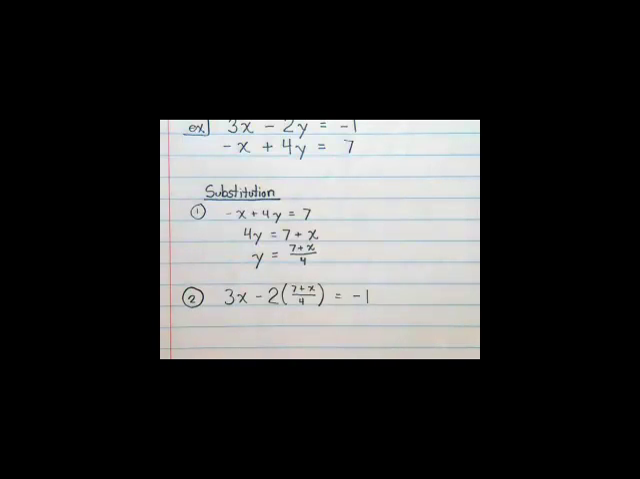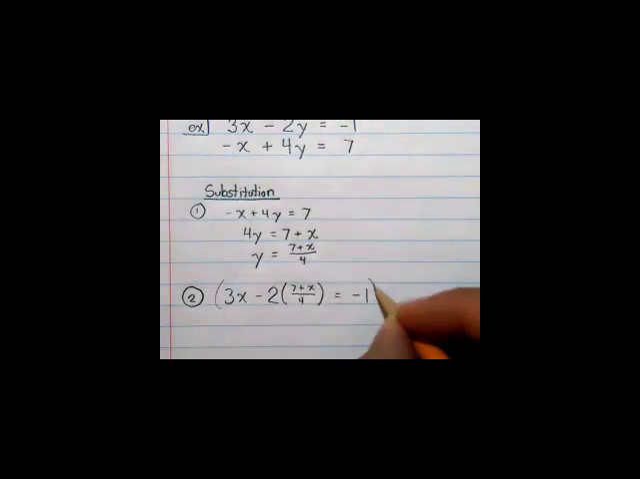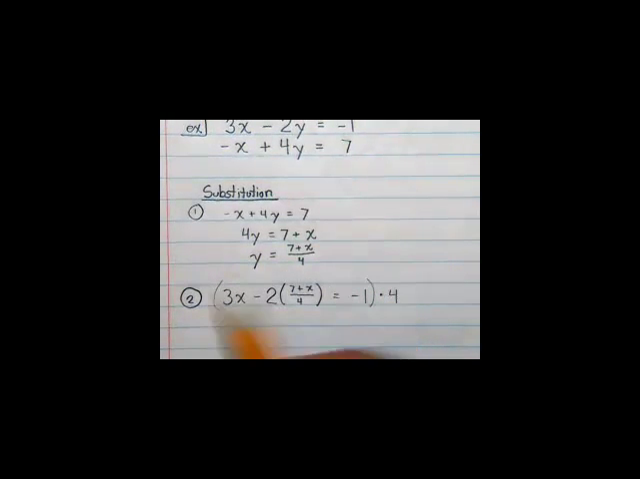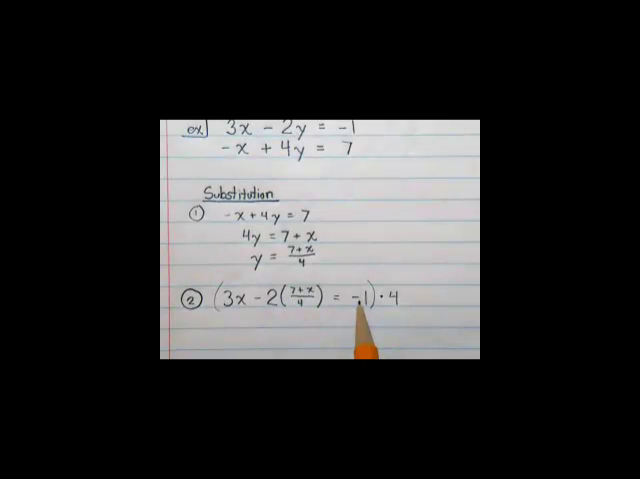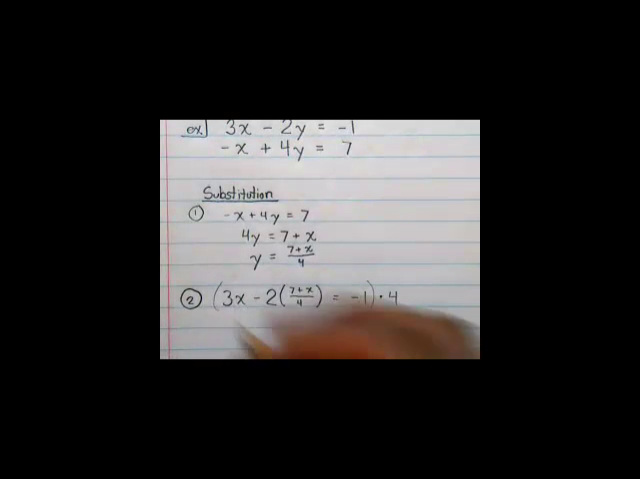Multiply by what in this case? By 4. Yeah. So if I take the entire equation and multiply it by 4, watch what happens. I've got to distribute this 4 to 3 places: to the 3x, to this 2 times the fraction, and to the negative 1. So 4 times 3x gives me 12x.